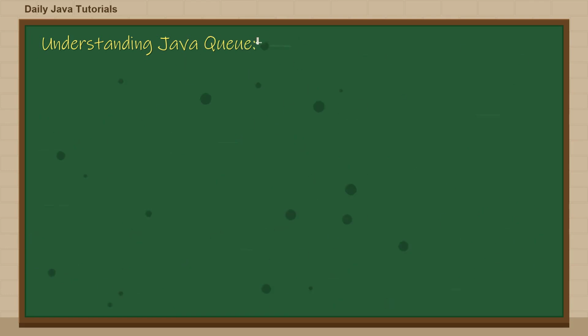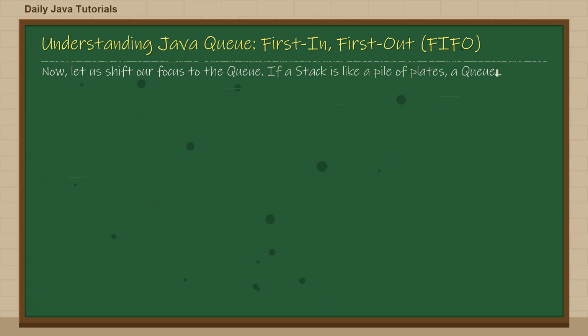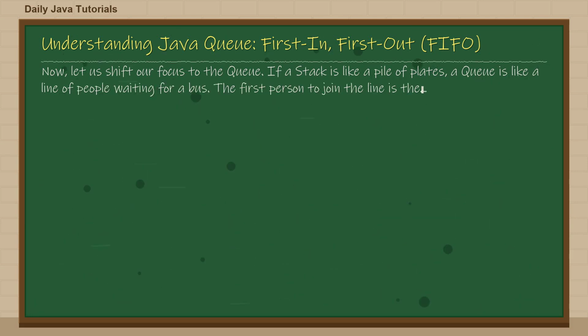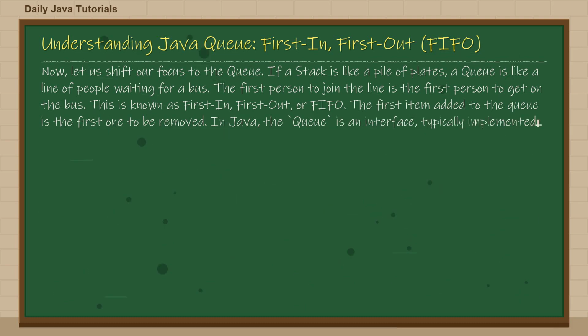Now, let us shift our focus to the queue. If a stack is like a pile of plates, a queue is like a line of people waiting for a bus. The first person to join the line is the first person to get on the bus. This is known as first in, first out, or FIFO. The first item added to the queue is the first one to be removed.